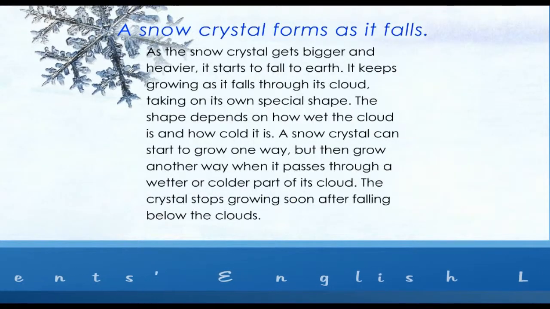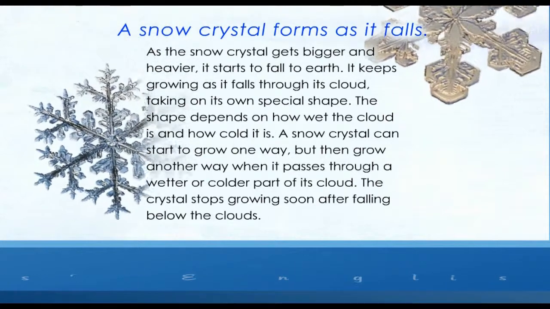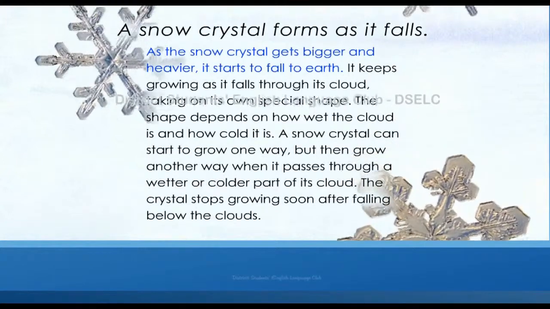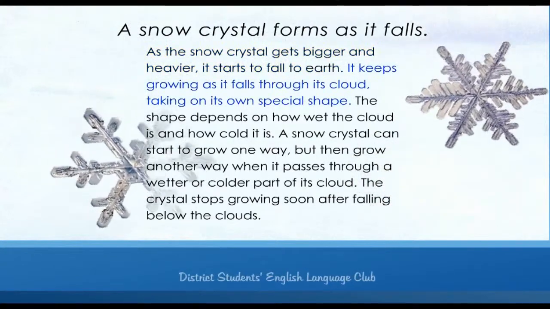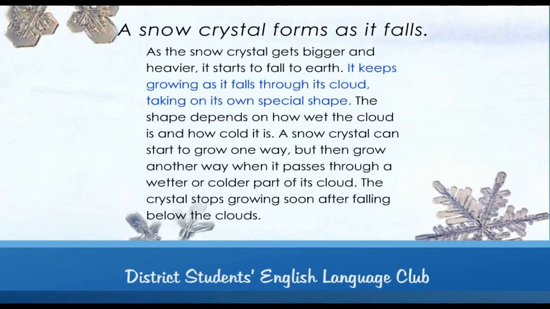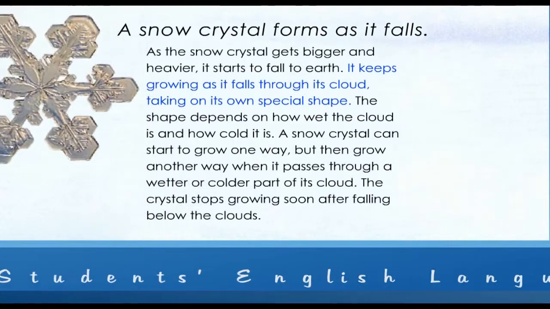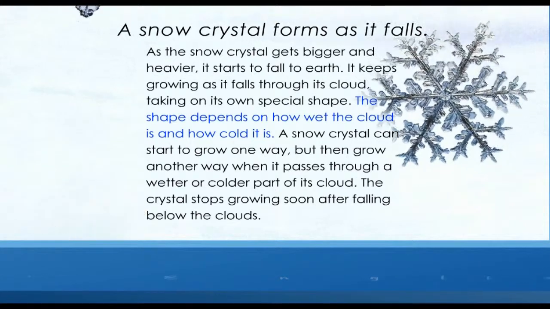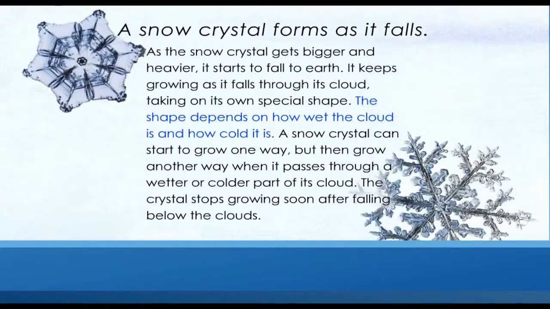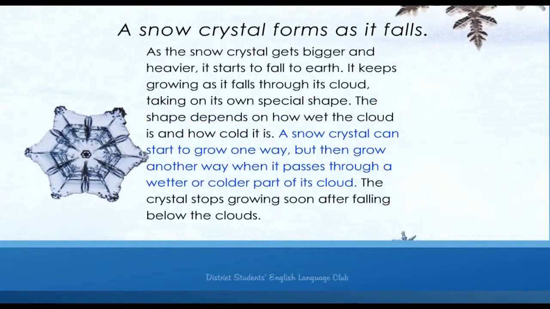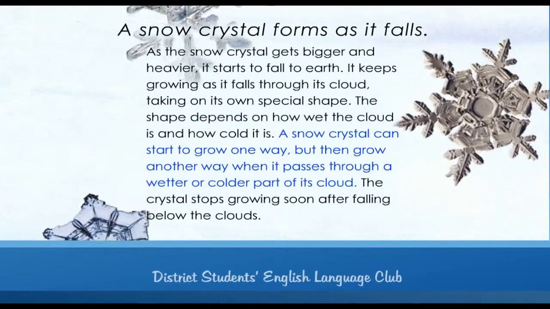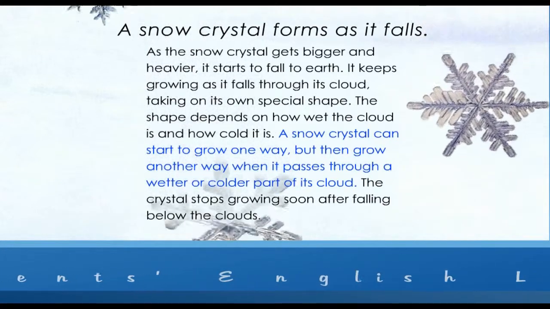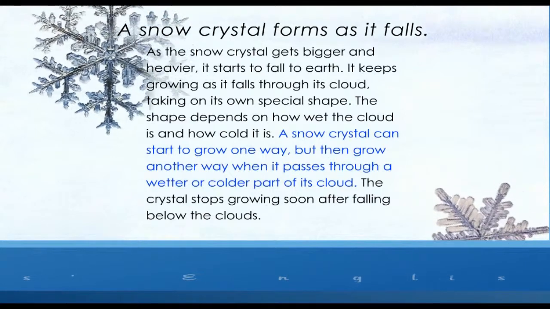A snow crystal forms as it falls. As the snow crystal gets bigger and heavier, it starts to fall to earth. It keeps growing as it falls through its cloud, taking on its own special shape. The shape depends on how wet the cloud is and how cold it is. A snow crystal can start to grow one way, but then grow another way when it passes through a wetter or colder part of its cloud.